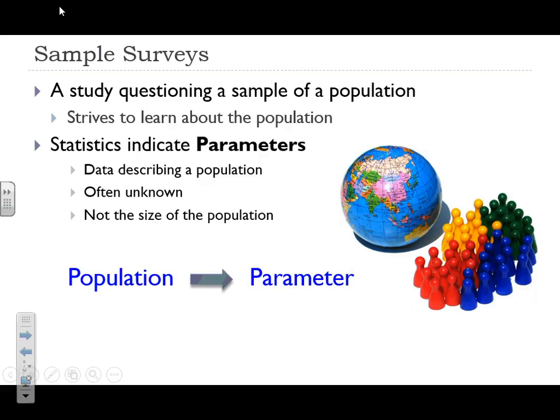Okay, so one of the things you're going to be expected to know is, given a scenario, is the value that they calculated an exact value for the population? Is it a parameter, or did it come from a sample, which means it's an estimate, and so it's a statistic. So it's important you know the difference here.